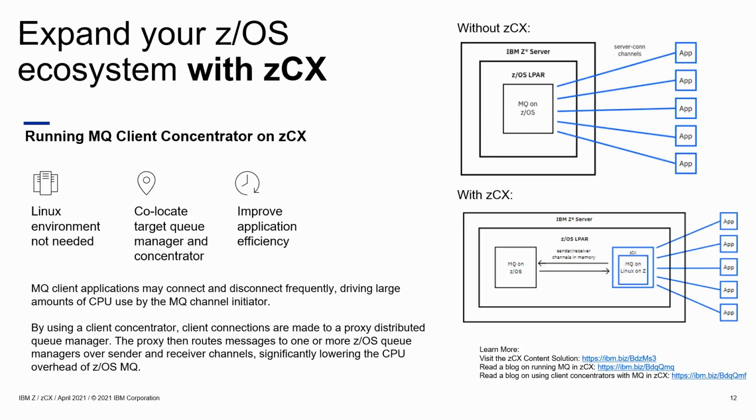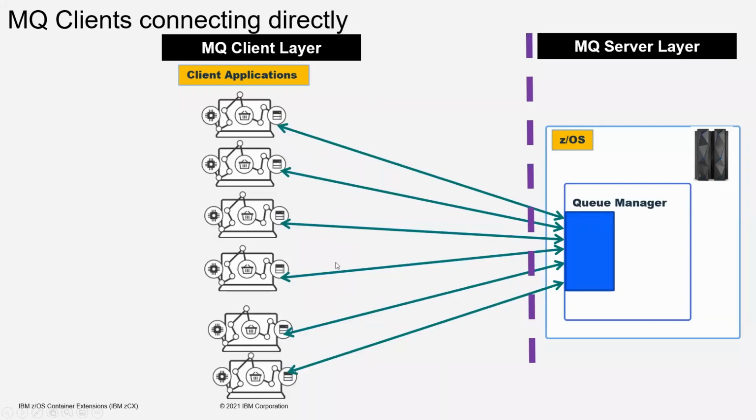Okay, so let's just take a little more dive into how this would actually look. So this is that example we just talked about. Poorly written, or to put it a different way, non-optimized applications will do an MQCONN, an MQGET, an MQPUT, an MQGET, and then an MQDISC.